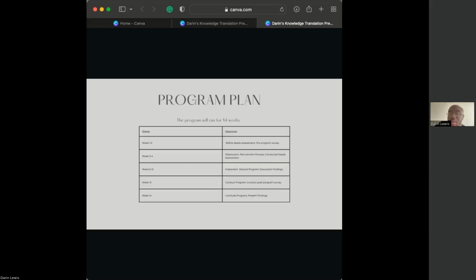Regarding the designated program plan, the program will take place for 14 weeks. The first 4 weeks will pretty much be the needs assessment and the recruitment process, while the other 10 weeks will be the actual implementation of the program.